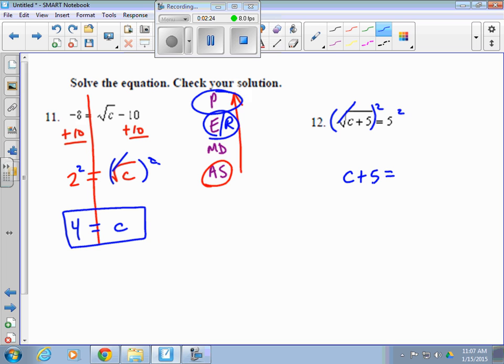5 equals, remember 5 squared is not 10. It's 5 times 5, which is 25. Then you undo the plus 5 part by subtracting it on both sides, and C's value is 20.